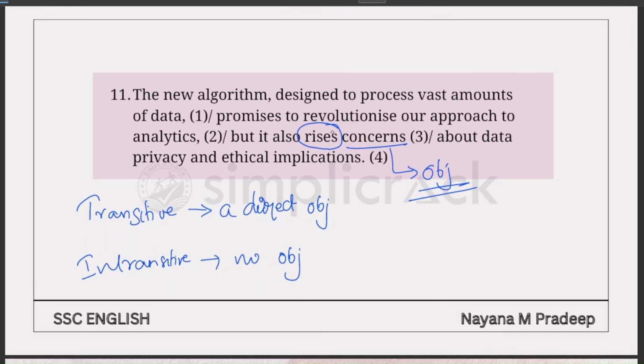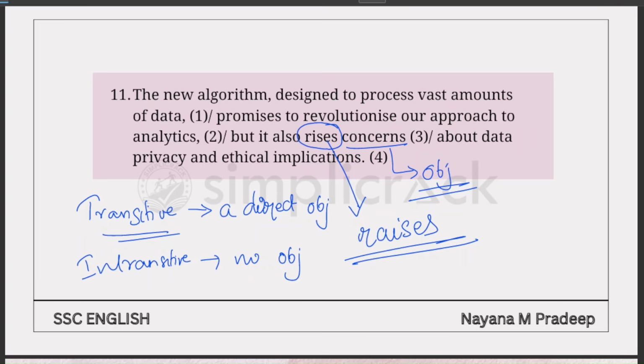So instead of using rises, we have to use the transitive form, a transitive verb that means to lift something up. It is raises. Raises is the transitive verb, because a transitive verb requires an object, and in this sentence we have the object concerns. So we need a transitive verb and not the intransitive verb.